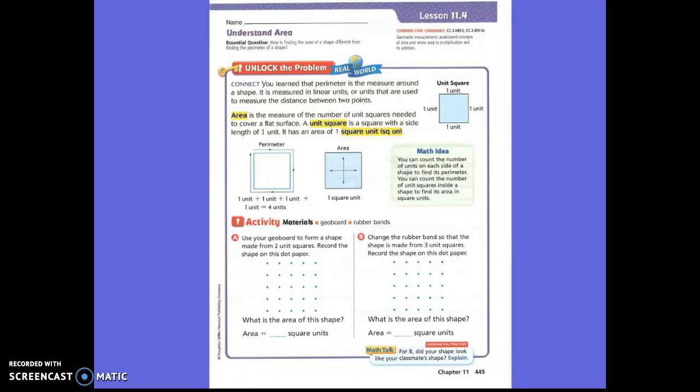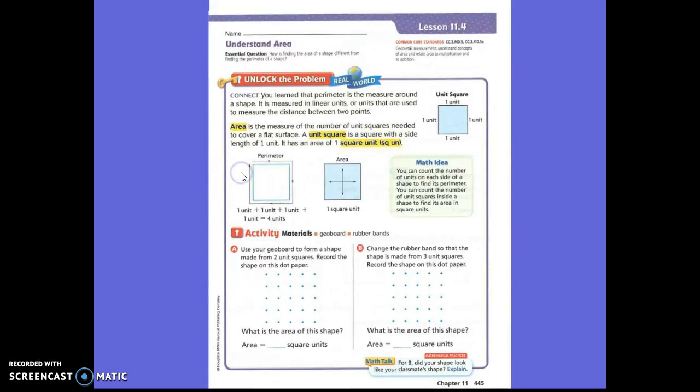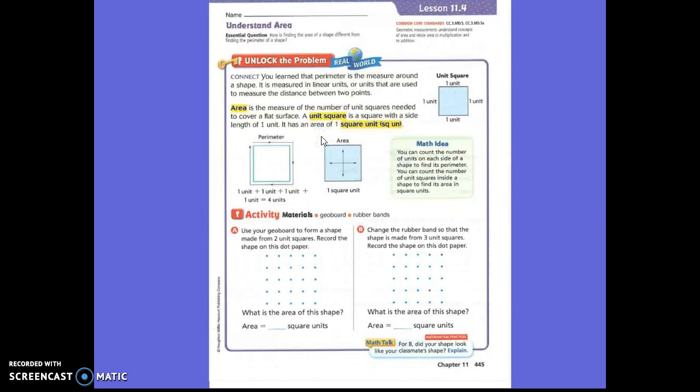Okay, so if you were doing the outside of this, you could see it's 1 and 1 and 1 and 1, which would be 4 units around, right? But area is only 1 square. This whole thing is just 1 square unit. You're not going to do 1 and 1 and 1 and 1. It's just 1 in the middle. Perimeter would have been 4, but area is just 1.